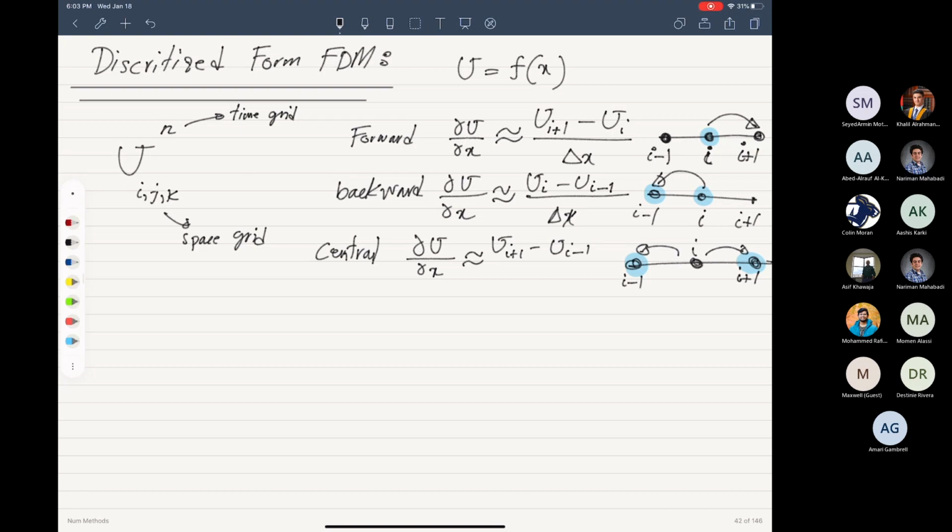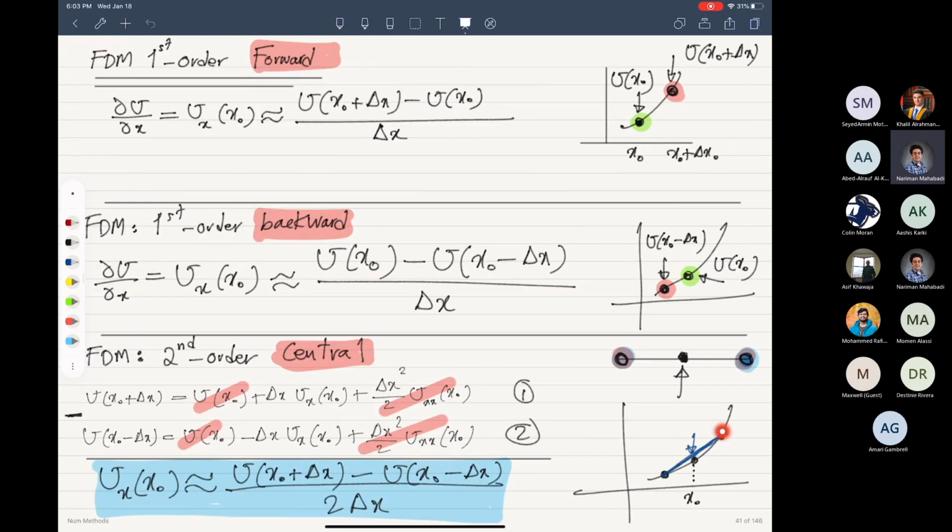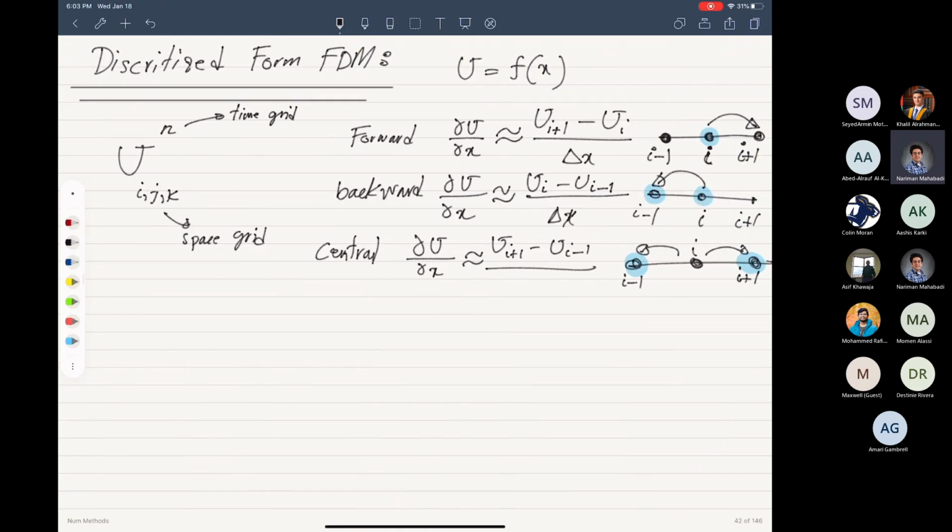And remember this graph, right? Because we are trying to connect the next point to the previous point, your delta x here is going to be 2 delta x, right? So in the denominator, you have 2 delta x. This is the difference between the forward and backward with the central scheme. You always have 2 delta x. This is also the difference that you are using the next point and the previous point. Is this clear? Any question?